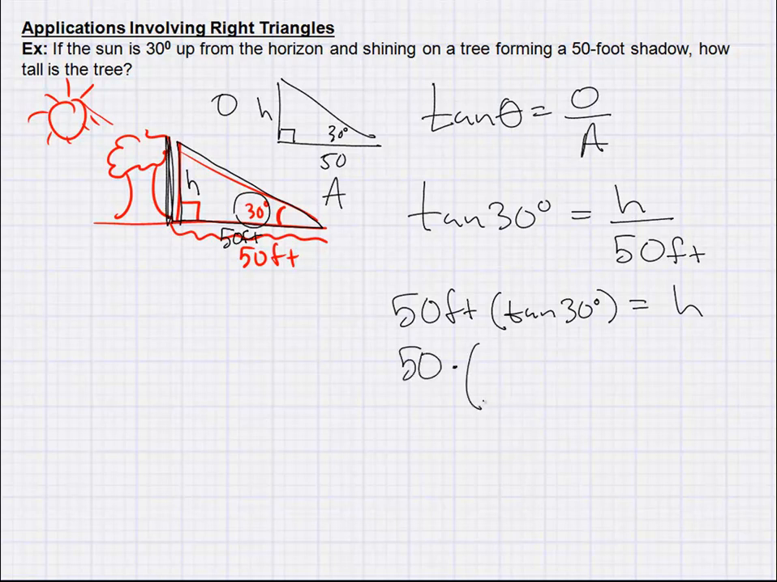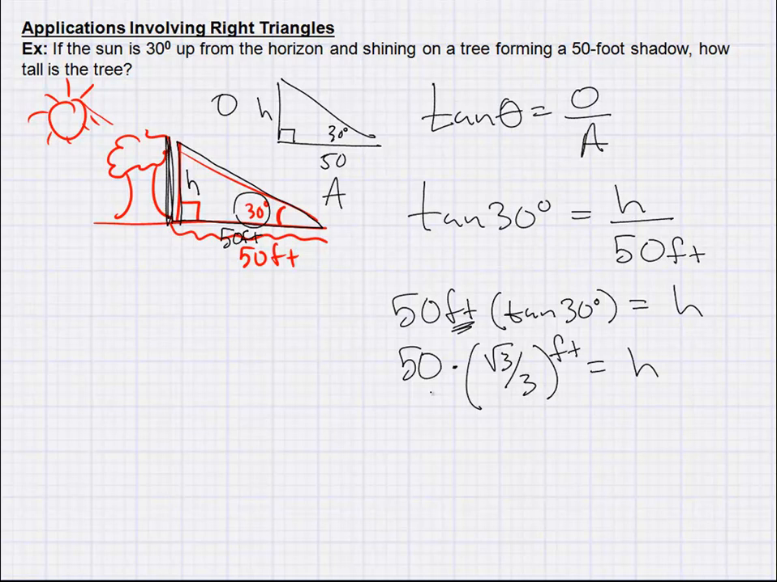50 times tan of 30. Well, tan of 30 degrees is going to give you, what, square root of 3 over 3. And I can say that's how tall the tree is. This is going to be in feet still. Even that's probably not great though, because if I told you this is how tall a tree is, you would really have no idea how tall that tree is.